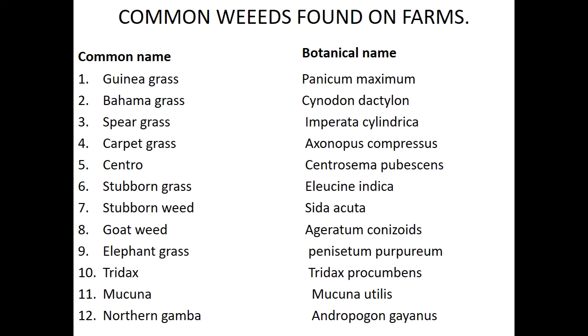Then we have Mucuna. The botanical name is called Mucuna utilis. We have northern gamba. Northern gamba is called Andropogon gayanus. That's the botanical name. We have other wheat. These are just a few that I listed here. We have plenty of wheat. We have different wheat. Okay?